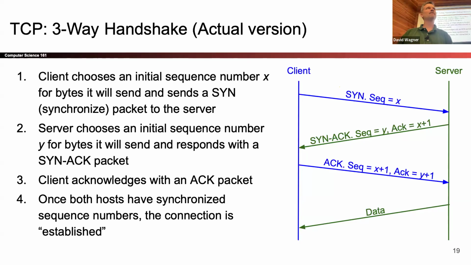Sequence X. In TCP, every packet has a sequence number that indicates the sequence number of the first byte of data. This ACK packet is a packet that has no data, 0 bytes of data, but we still include the sequence number of the packet.